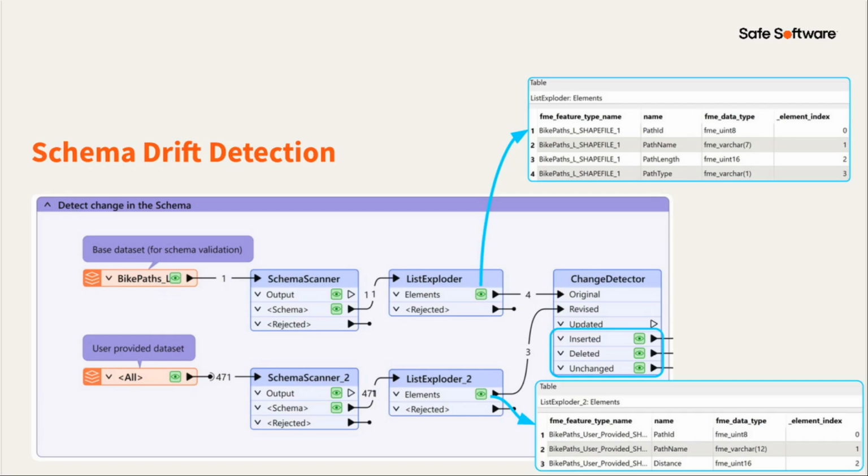In the change detector, we've set it to detect changes on the name column there. If we have any unexpected attributes, then that will come out of the inserted port. If any are missing, then that will come out of the deleted port. And if there are any that are unchanged, so they match between the two, then that will come out of the unchanged port. In the ideal scenario that we have a valid data set being loaded in by the user, all of those features are going to come through the unchanged port. And that tells us that the schema hasn't changed between our base data set and our user provided data set.